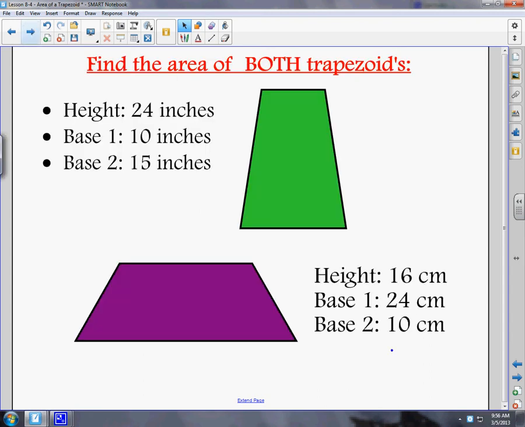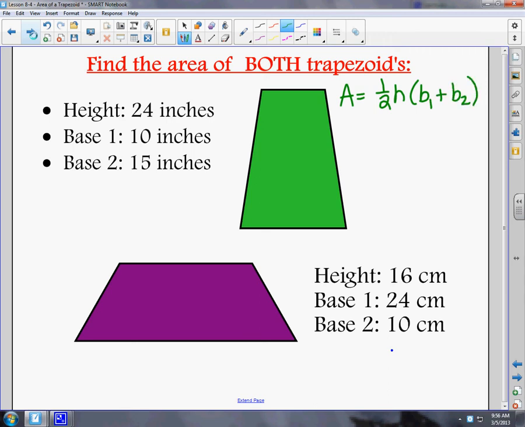Okay, so find the area of both trapezoids. So let's try this first one, this green one. So I know my area equals 1/2 the height times base 1 plus base 2. Now, you see these little numbers? Those really don't mean anything. It's kind of like telling your place in line. Are you the first one or the second one? So they're not exponents. You don't have to do any math with them. They're just little designated numbers.